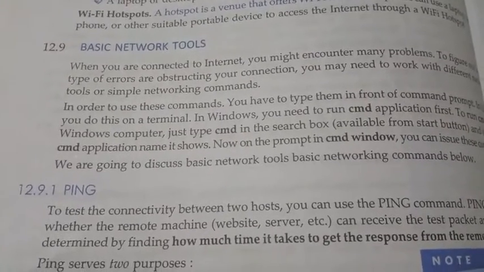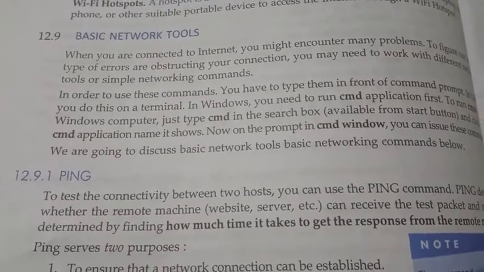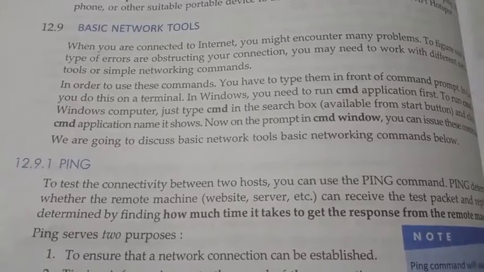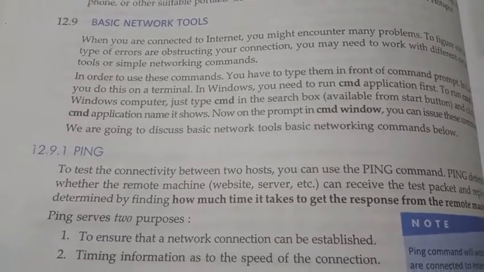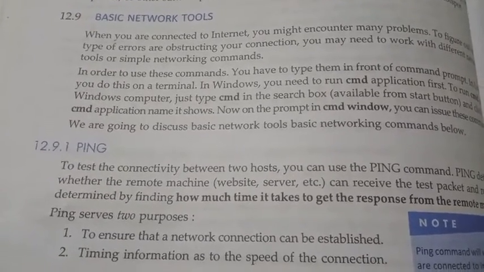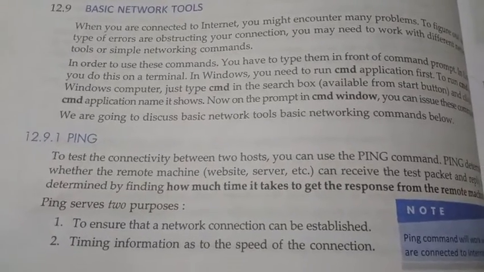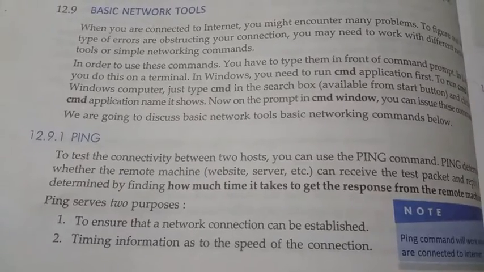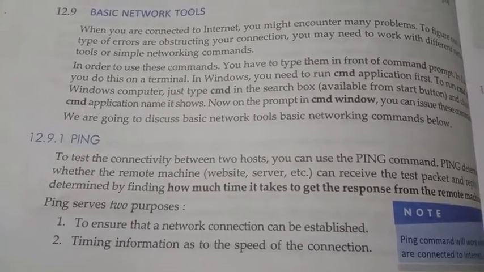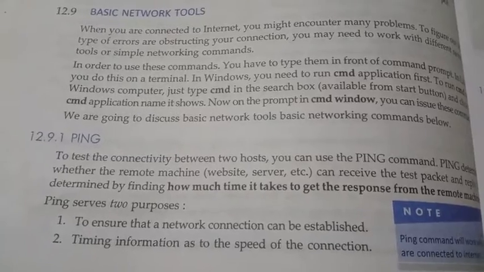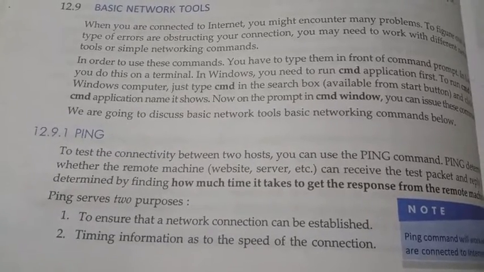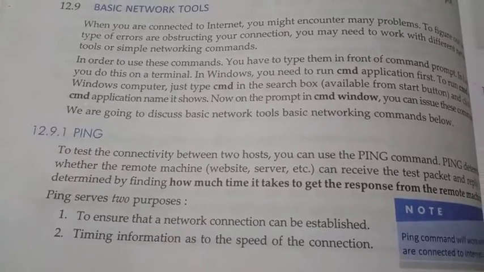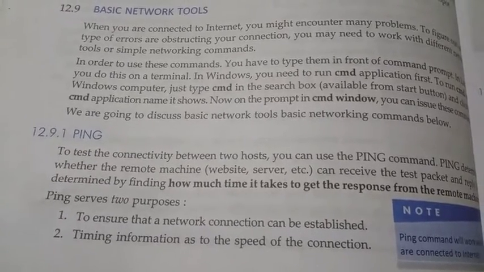So the first command is the ping command. The ping command is used to identify whether a particular server or machine is accessible or not. We can simply use the command ping. It has two uses: to ensure that a network connection can be established, or to get timing information about the speed of the connection. For example, if you put ping after any domain name, it will reply with how much time it takes for a reply.